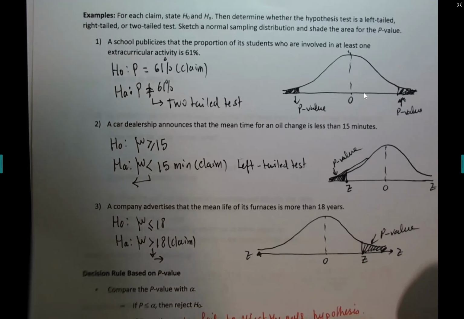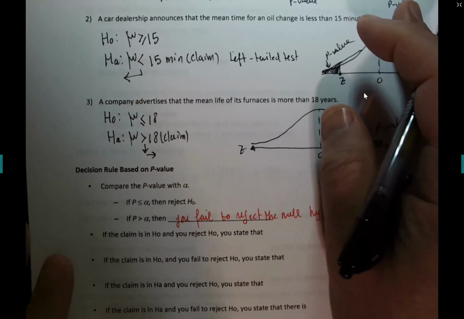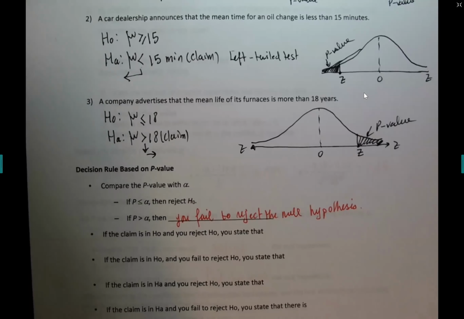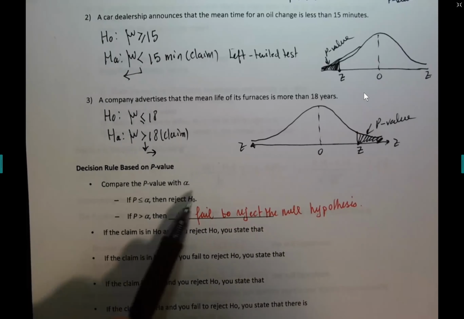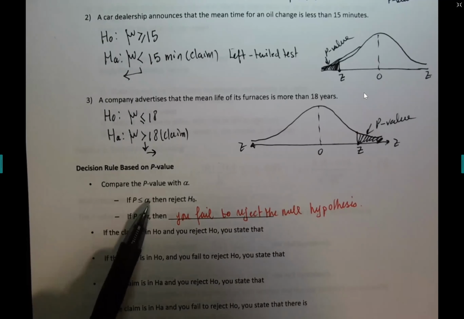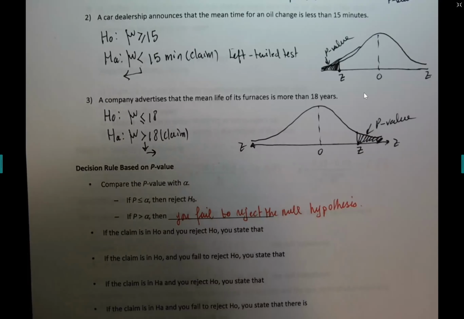I'm going to show you the 4 scenarios. If you try to memorize those 4 scenarios, you will never go wrong with writing the step number 5. So you get the p-value. You compare it with alpha. If the p-value is less than or equal to alpha, you reject H0, and the p-value bigger than alpha, you fail to reject H0. How do you state your conclusion?